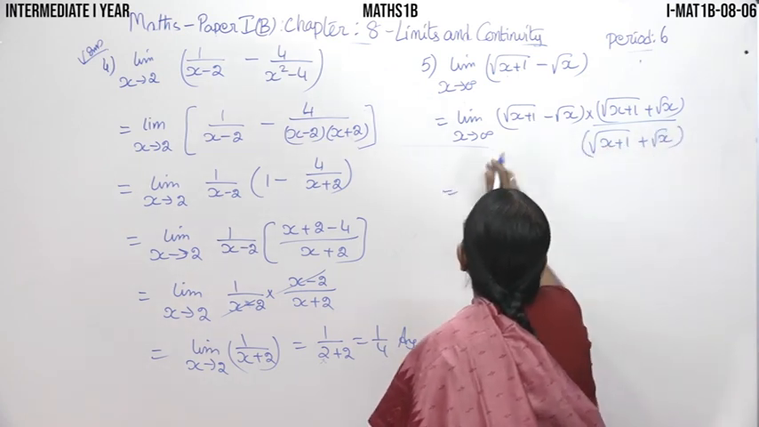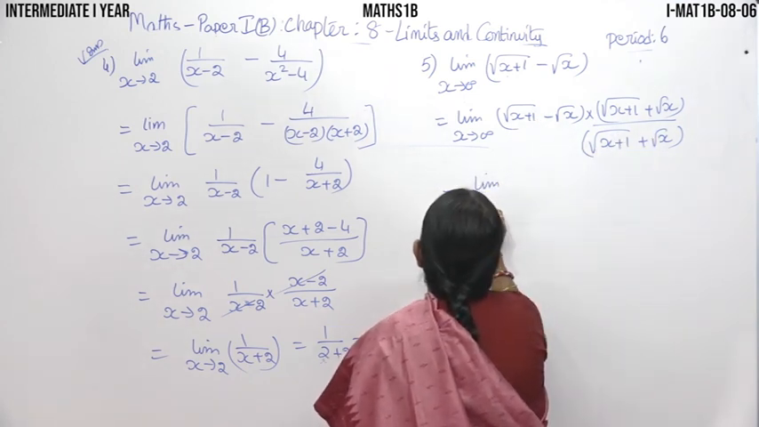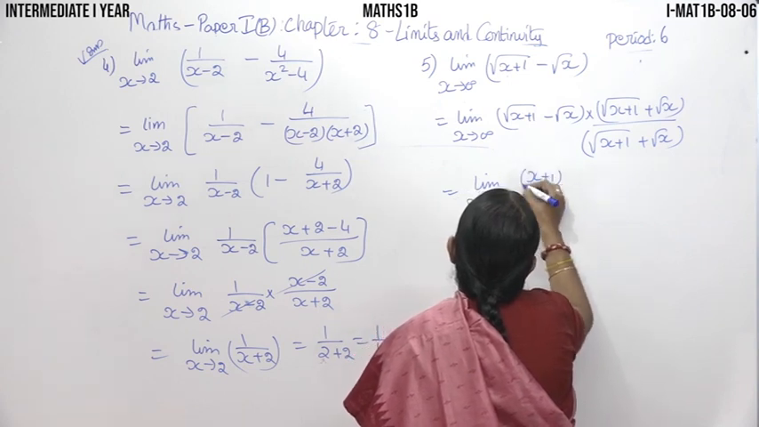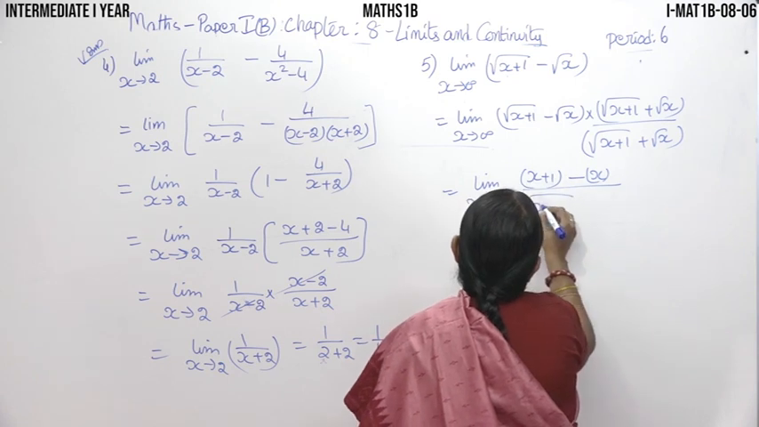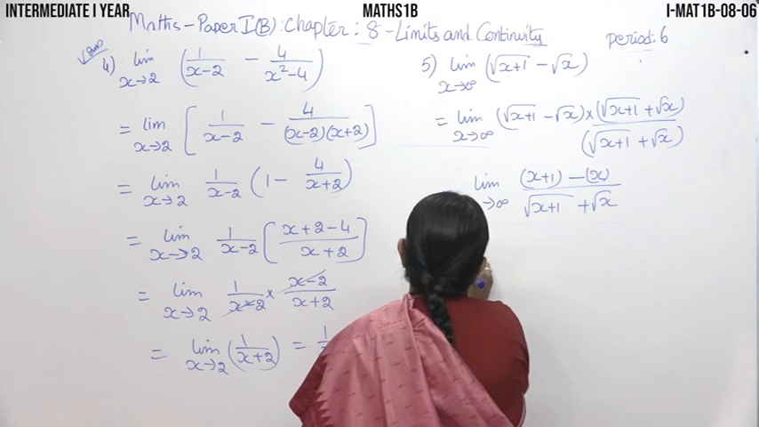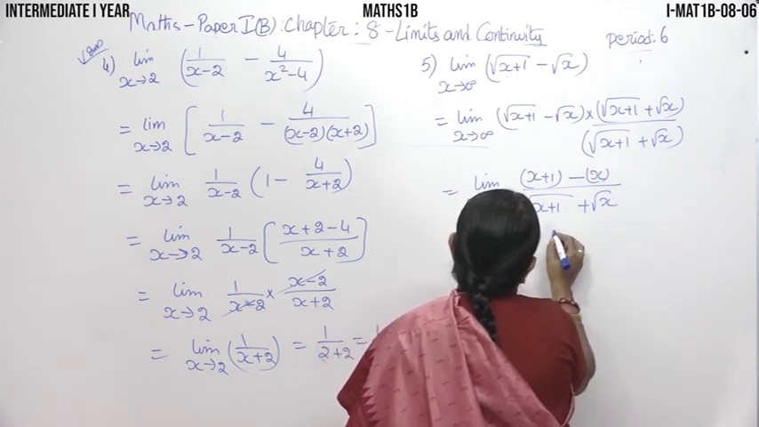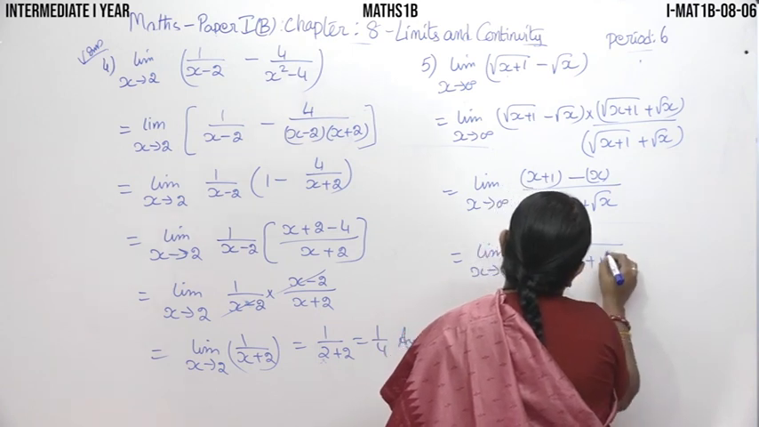When it is in the form a minus b into a plus b, it is a square minus b square. A square means the root will go, so it is just x plus 1. A square minus b square is x plus 1 minus x, by root of x plus 1 plus root x. So now this x will get cancelled. So it is limit x tending to infinity of 1 by root of x plus 1 plus root x.